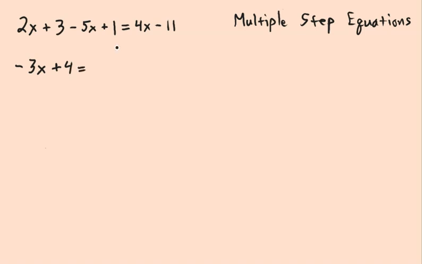Carry down the equal sign, and we still have the 4x minus 11. Now there's two ways of going about this. We could subtract 4x from both sides, or we could add 3x to both sides. Either way, you're going to get the correct answer, okay?